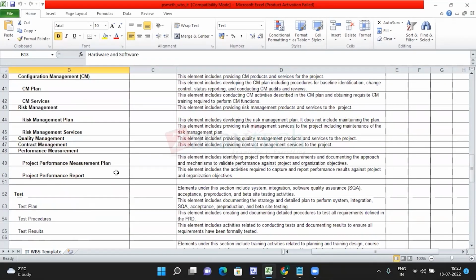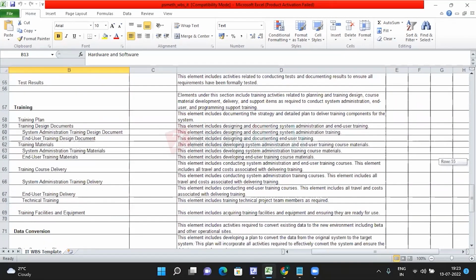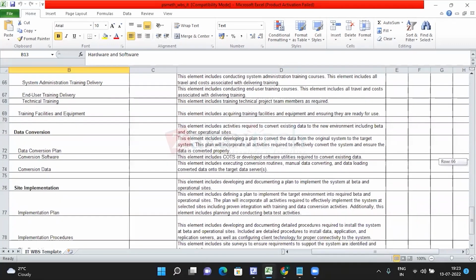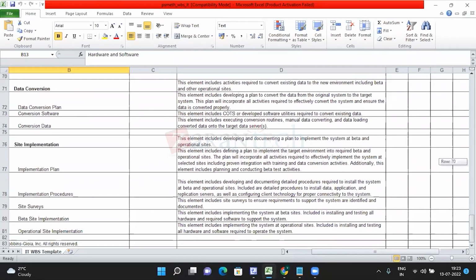Can you share this to me, or is it already shared? I will share all these, no problem. These two documents I will share to you.